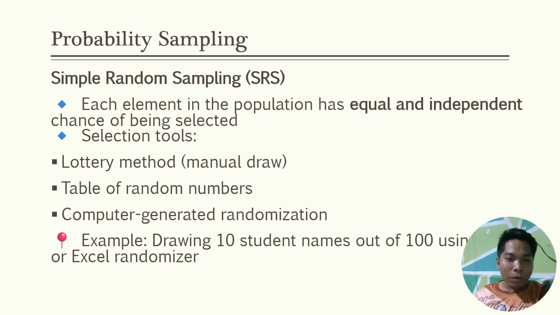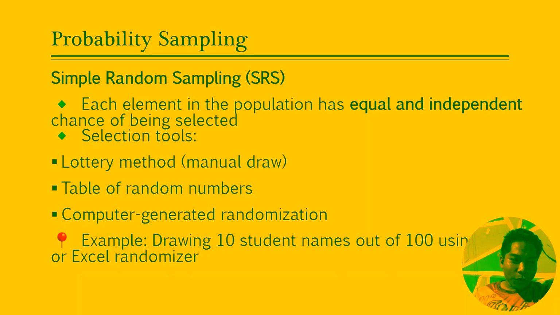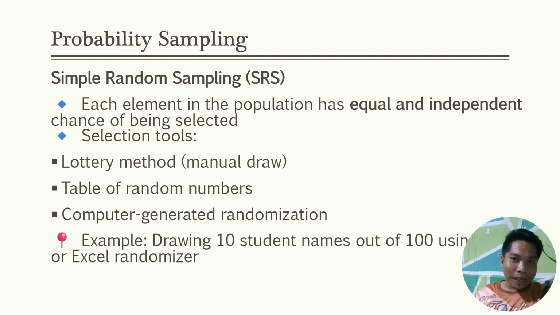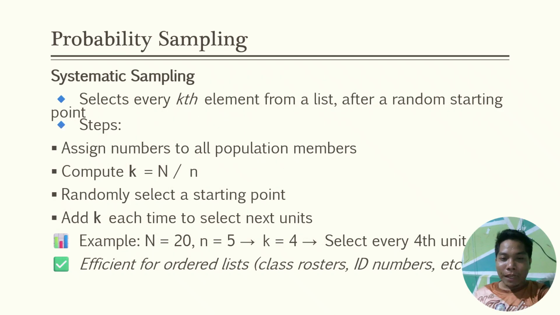You could also use a table of random numbers, or computer-generated randomization, since computers nowadays can randomize numbers. For example, drawing 10 students out of 100 using an Excel randomizer. You could also use the lottery method: writing the numbers 1 to 100 in a bowl, for example, and you draw 10 possible participants. Each one of them has equal chances of being selected as your participants. So that is simple random sampling.